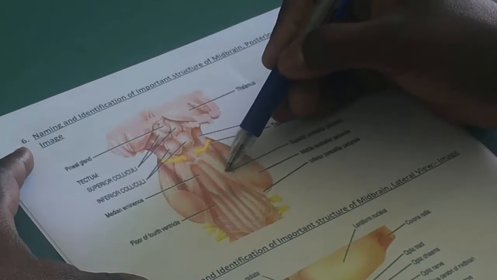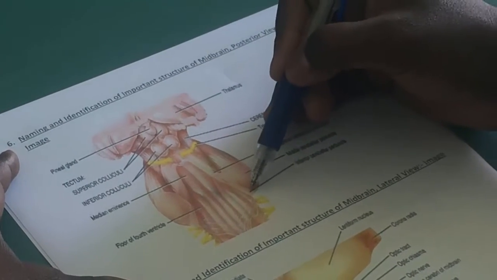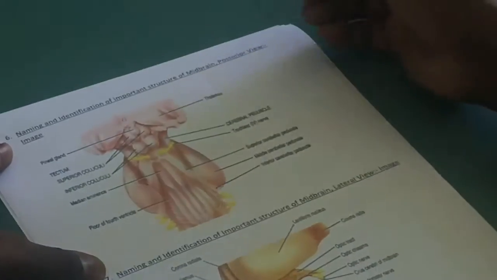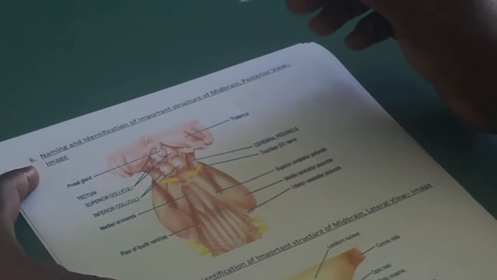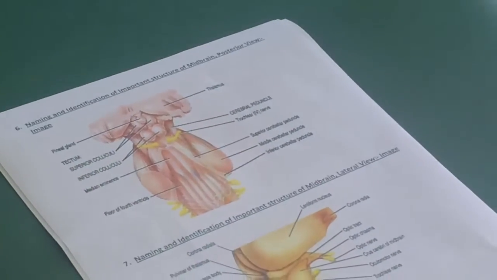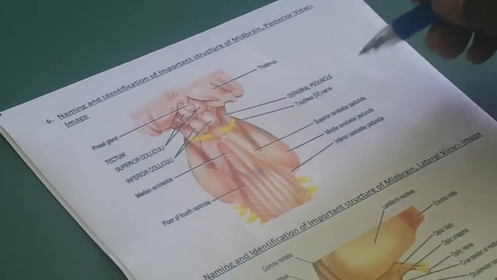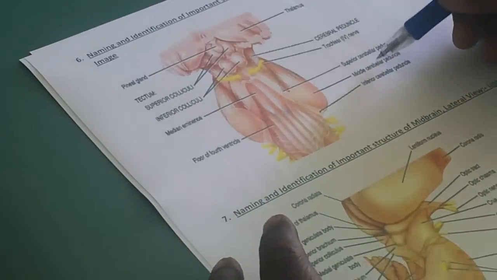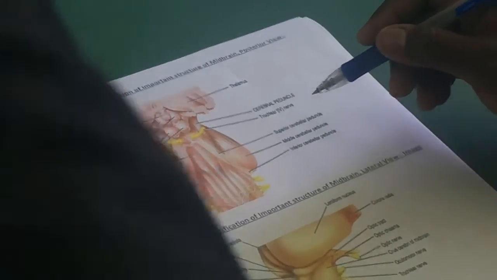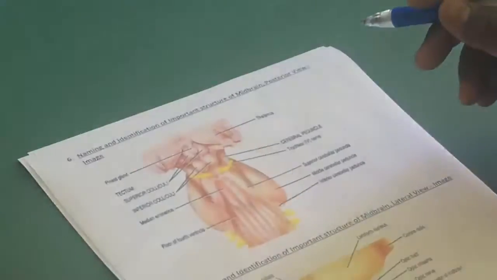Superior cerebellar peduncle, middle cerebellar peduncle, inferior cerebellar peduncle, trochlear nerve, and cerebral peduncle. Cerebral peduncle means something which is connecting the cerebrum downward. That's why it is called cerebral peduncle. Cerebellar peduncle means it is connecting to the cerebellum. Cerebral peduncle means connecting to the cerebrum.